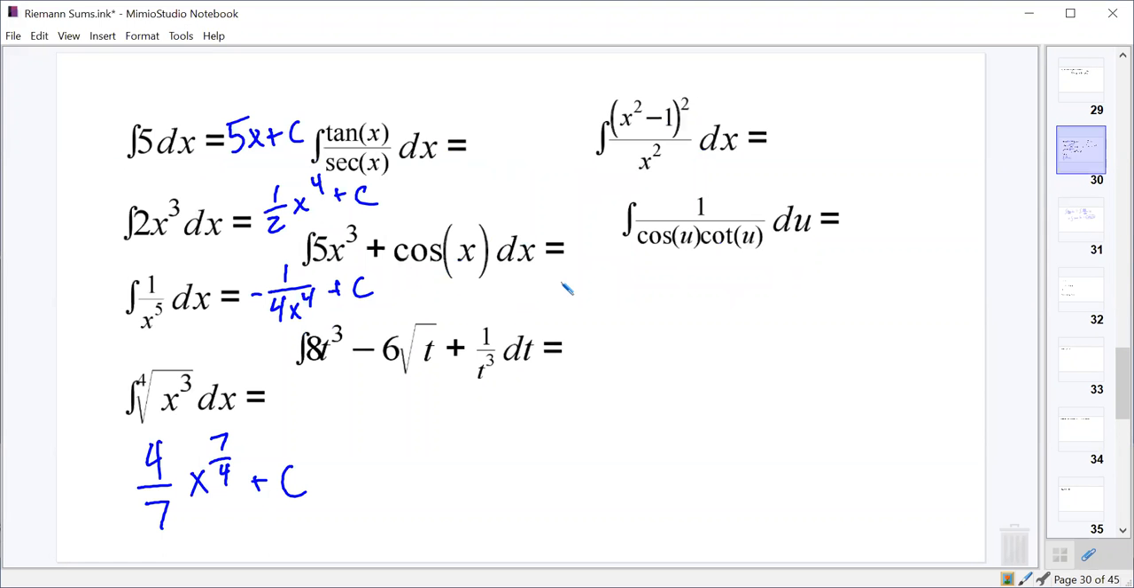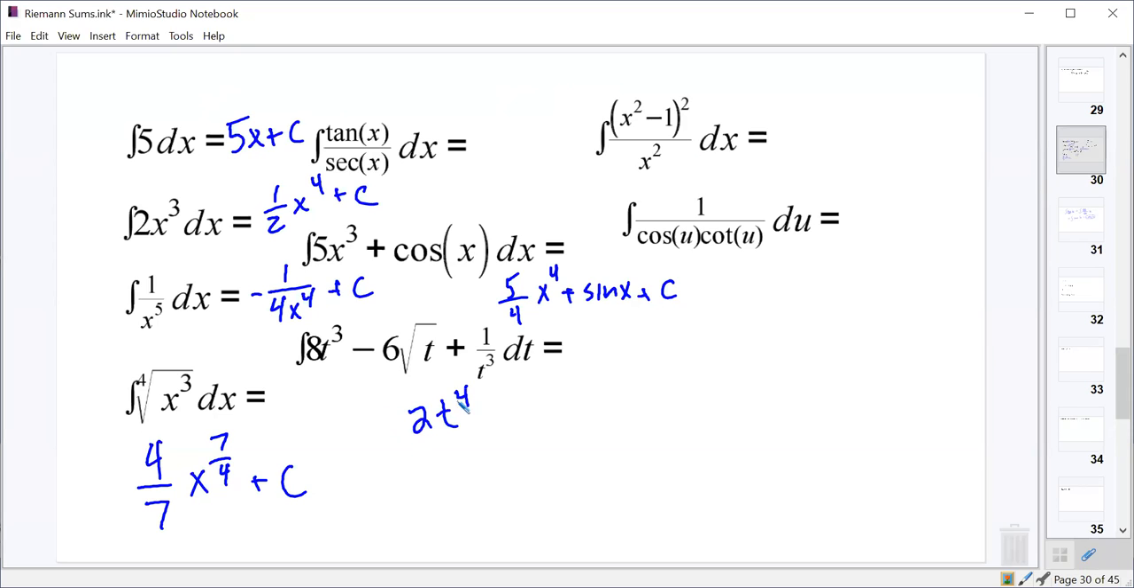Let's see, this one will probably fit here just fine. Integral of 5x cubed should be 5/4 x to the 4th. And the integral of cosine, which we've done multiple times now today, is just sine plus our constant. And then what about 8t cubed minus 6 root t plus 1 over t cubed? What should that become?